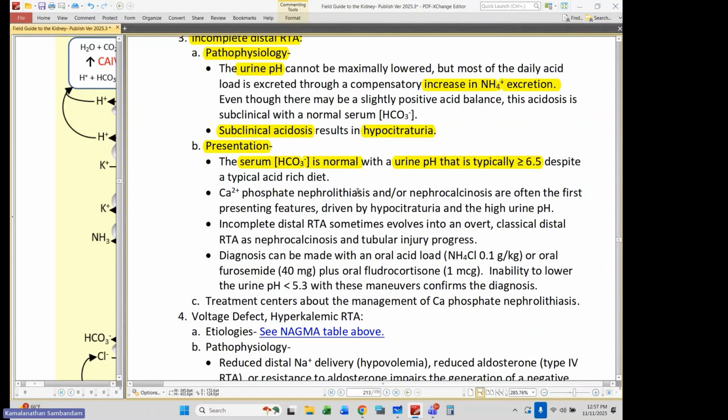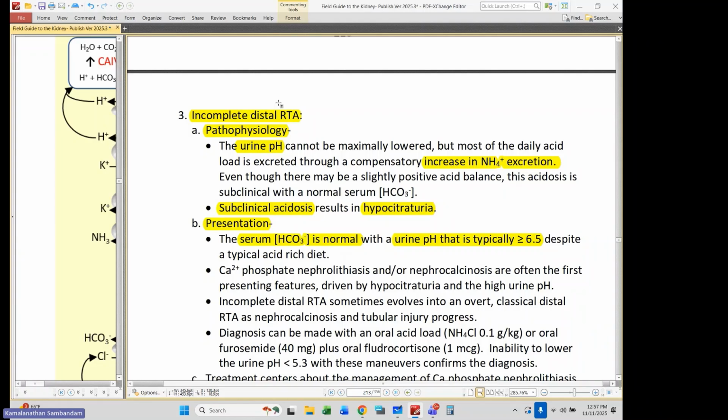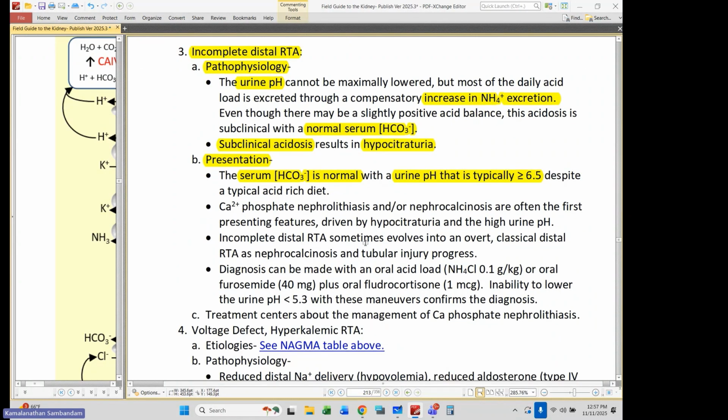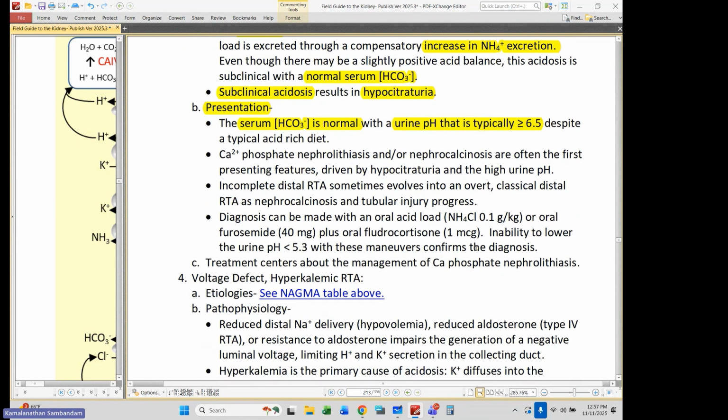So some people have described this incomplete distal RTA with a relatively normal serum bicarbonate as a subclinical acidosis, right? Acid excretion rate is a little less than my generation rate, but I'm able to achieve a relatively normal bicarbonate. It's a subclinical acidosis. Some people have called that eubicarbonatemic metabolic acidosis. How can I do that? I might just demineralize bone. I have buffers in my bone in order to maintain a serum bicarbonate that's normal, even though acid excretion rates are not matching generation rates.